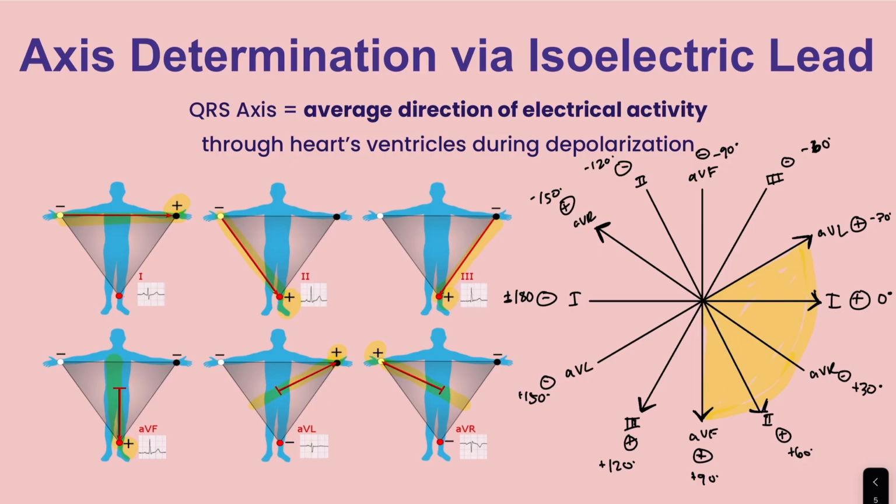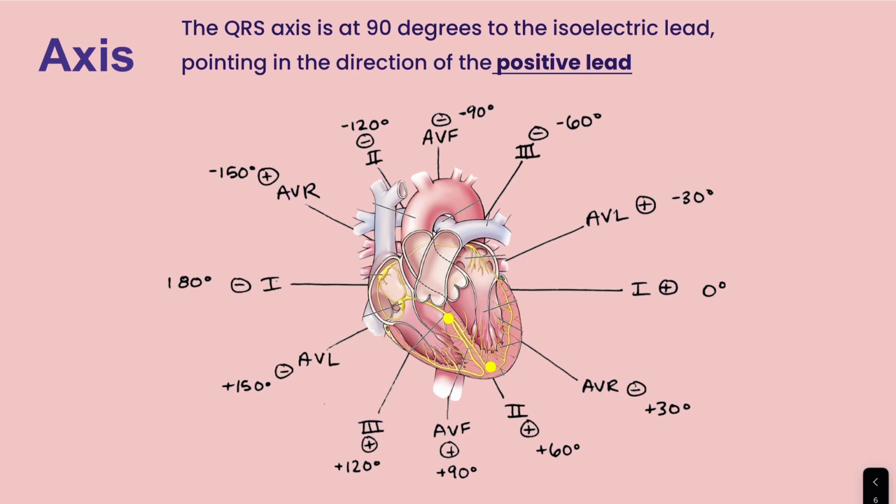Anything from that negative 30 to that negative 90, this is going to be a left axis deviation. Anything from positive 90 to positive or negative 180, well, this is going to be a right axis deviation. And anything from that positive or negative 180 to the negative 90, well, this is going to be our extreme axis deviation.